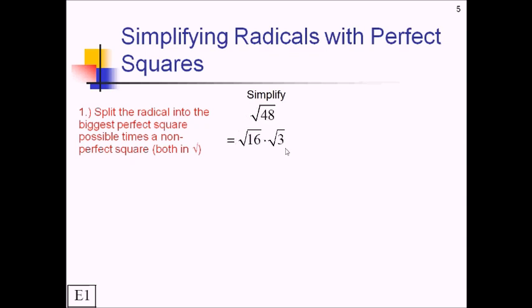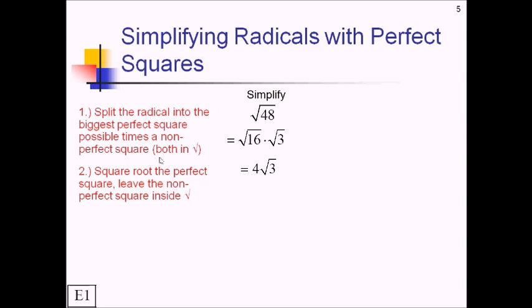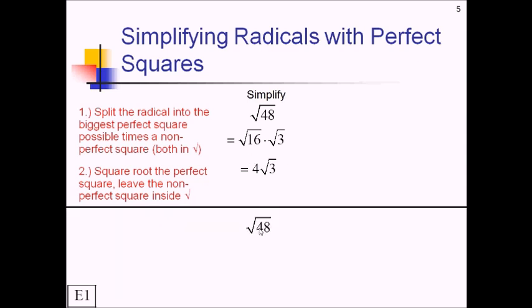There are other perfect squares that go into 48, but 16 is the biggest out of the bunch. Once you've got this split up into a perfect square times another number, you're going to square root the perfect square, and the square root of 16 is, that's right, 4, and leave the non-perfect square inside the square root. So a simplest radical form basically means that everything you could factor out and square root has been square rooted. We're going to do this problem over again now.